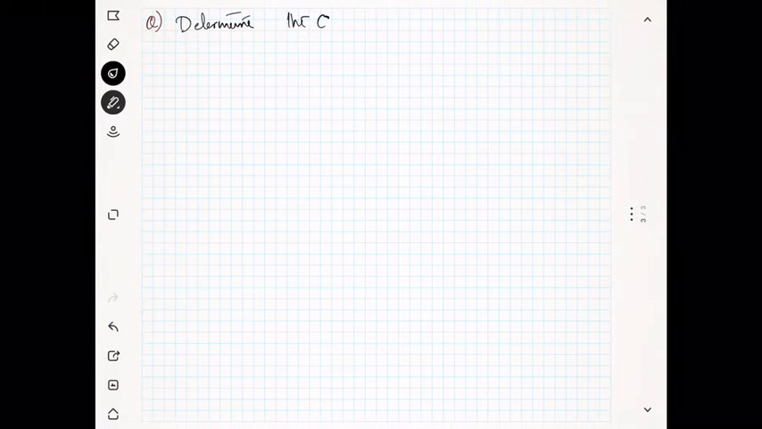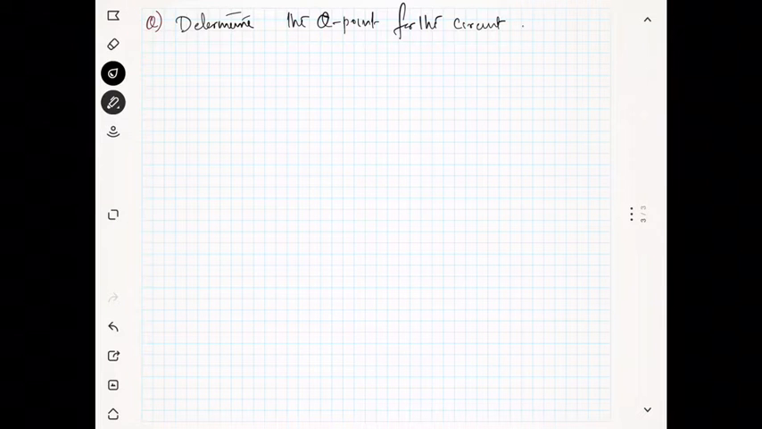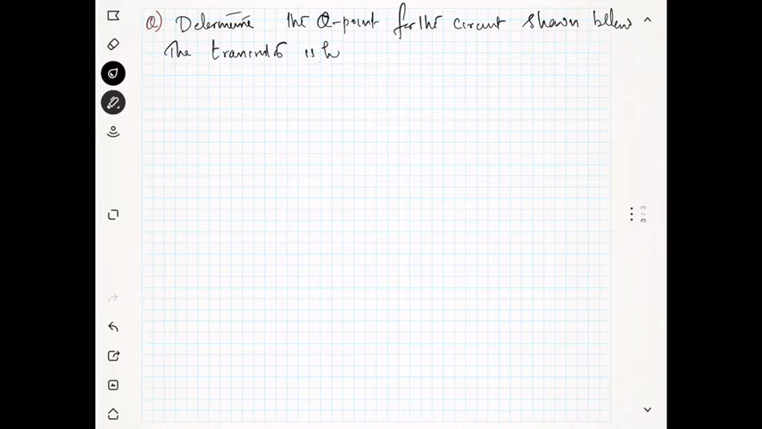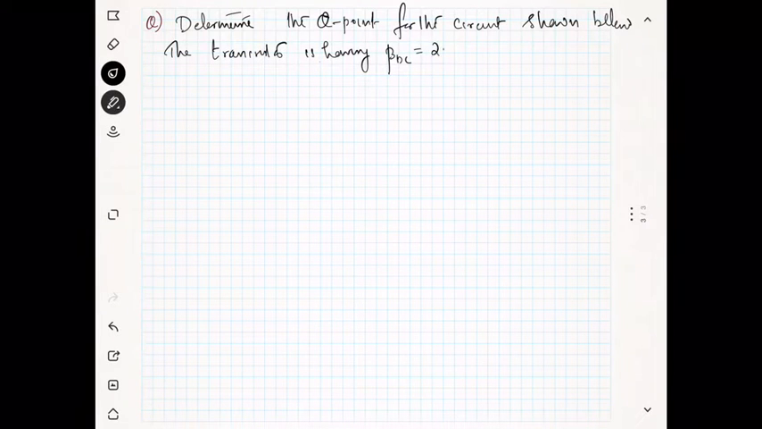Okay, so question: determine the Q point for the circuit shown below. Okay, and the transistor is having beta DC which is equal to 200.